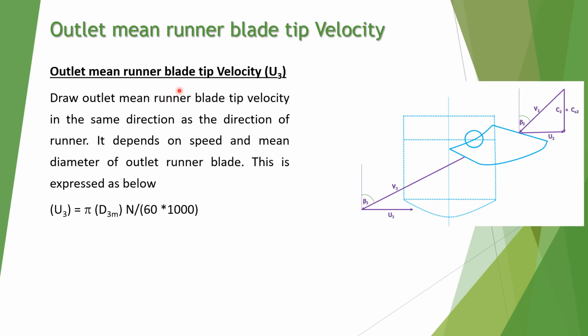Outlet mean runner blade tip velocity, that is u3. You have to draw u3 in the same direction as the direction of rotation of the runner, and its magnitude depends on the speed and mean diameter of the runner blade at outlet, which is expressed as u3 is equal to pi d3m into n upon 60 into 1000. d3m is the mean diameter of the blade at outlet.